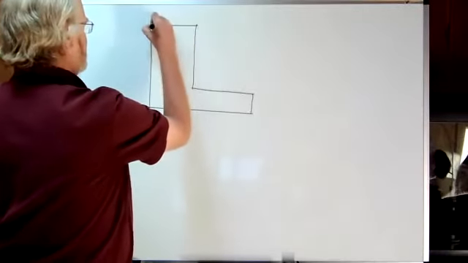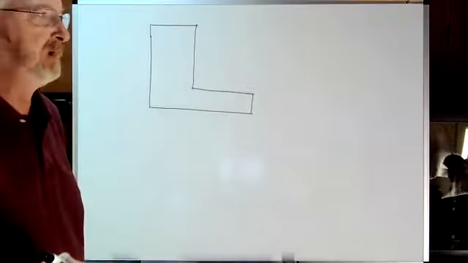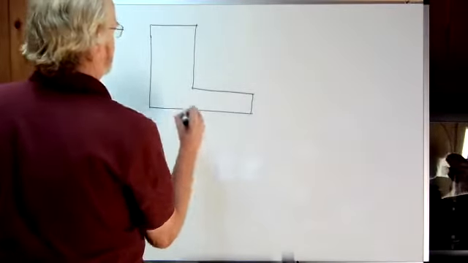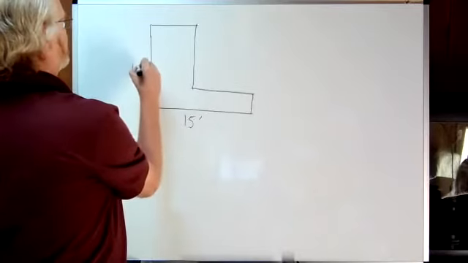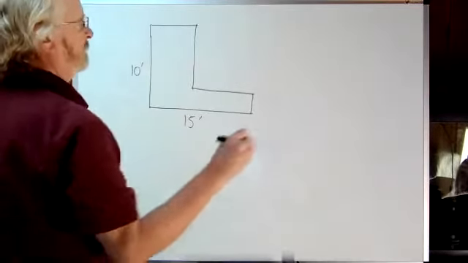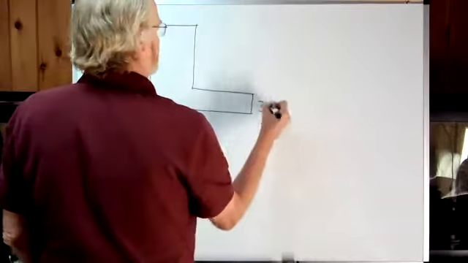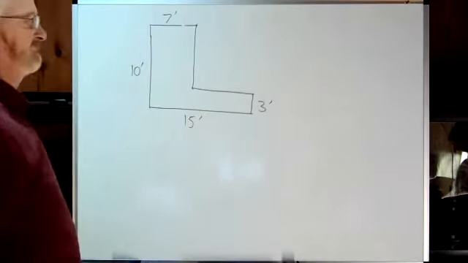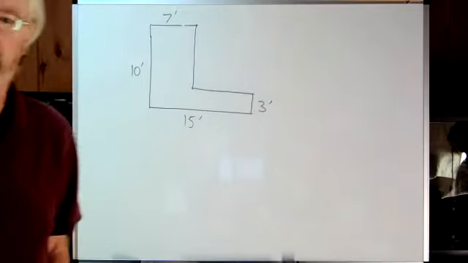Maybe you'll see this kind of homework problem. All right, well, what if this is 15 feet and this is 10 feet, and I'm told that this is 3 feet, and I'm told that this is 7 feet. Find the perimeter. How far around is that thing?